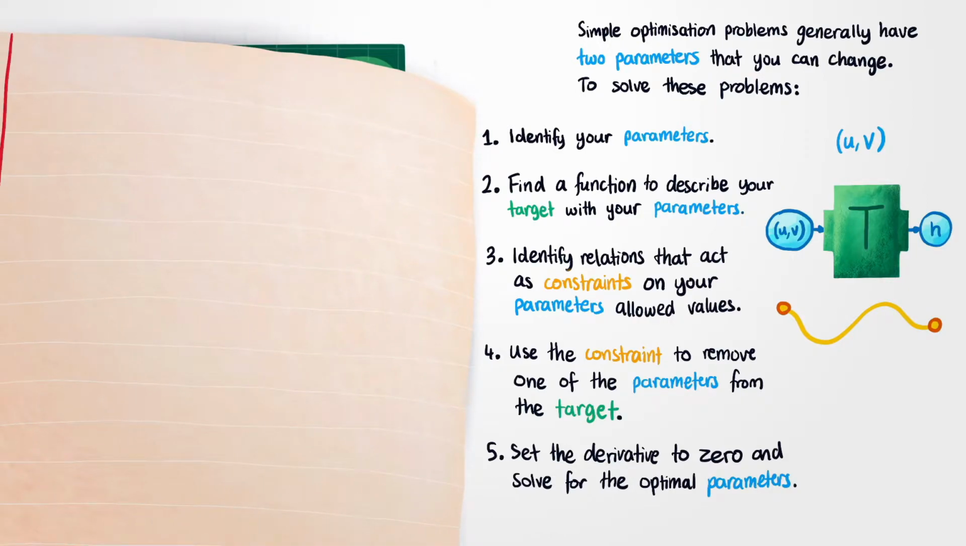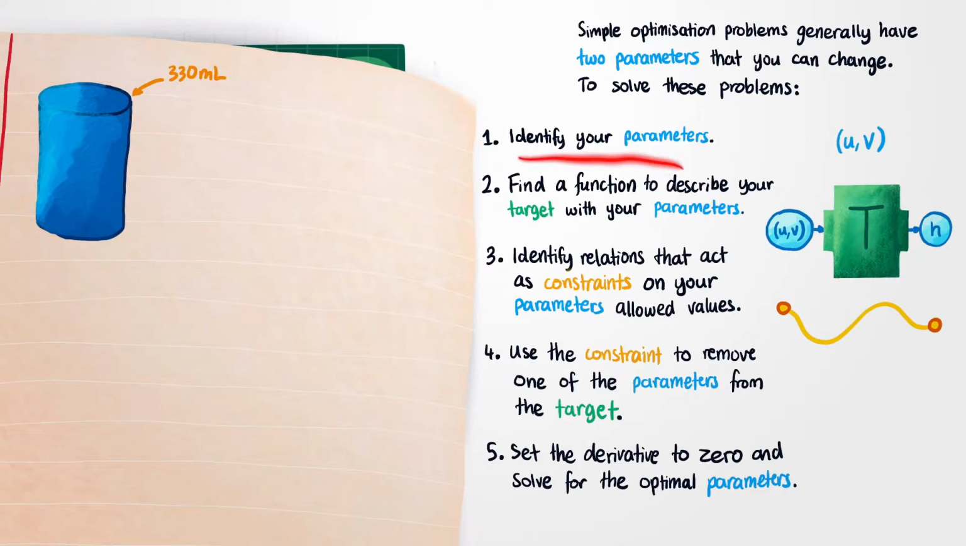Okay, so for the example I want to give you, I want you to imagine that you're in charge of designing a can to hold 330 mils of soda. Okay, so suppose we wanted to minimize the amount of money we spend on each individual can. Well, to do that, the first step is going to be to identify the parameters that we're working with. Since we're dealing with a cylindrical can, we can change the radius and the height of the can.